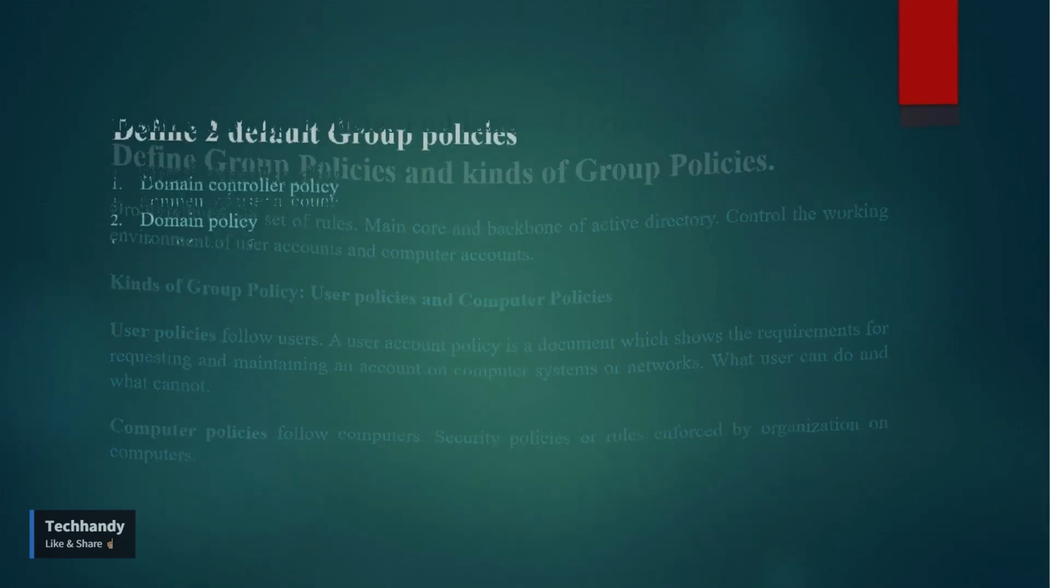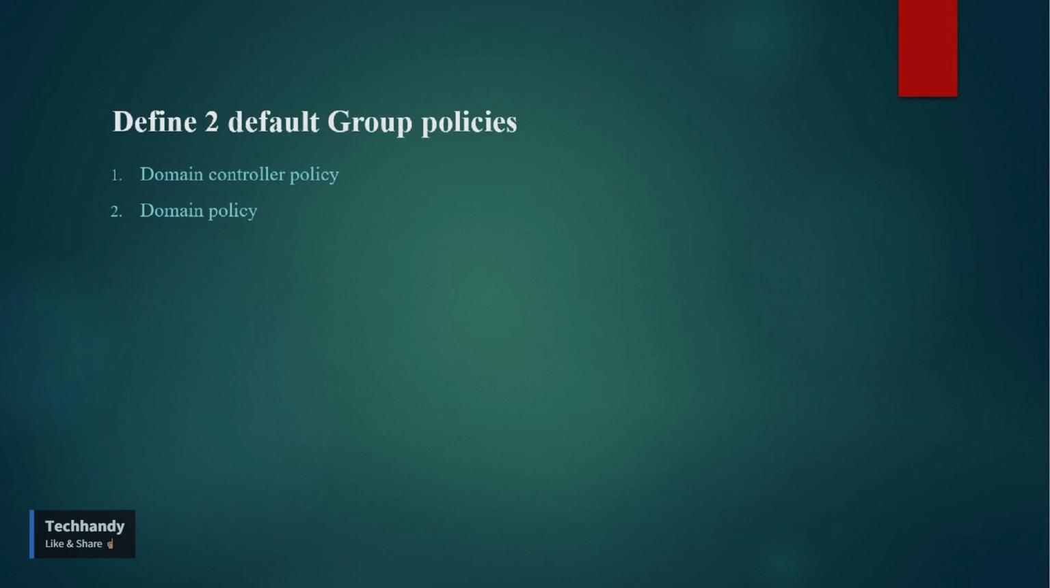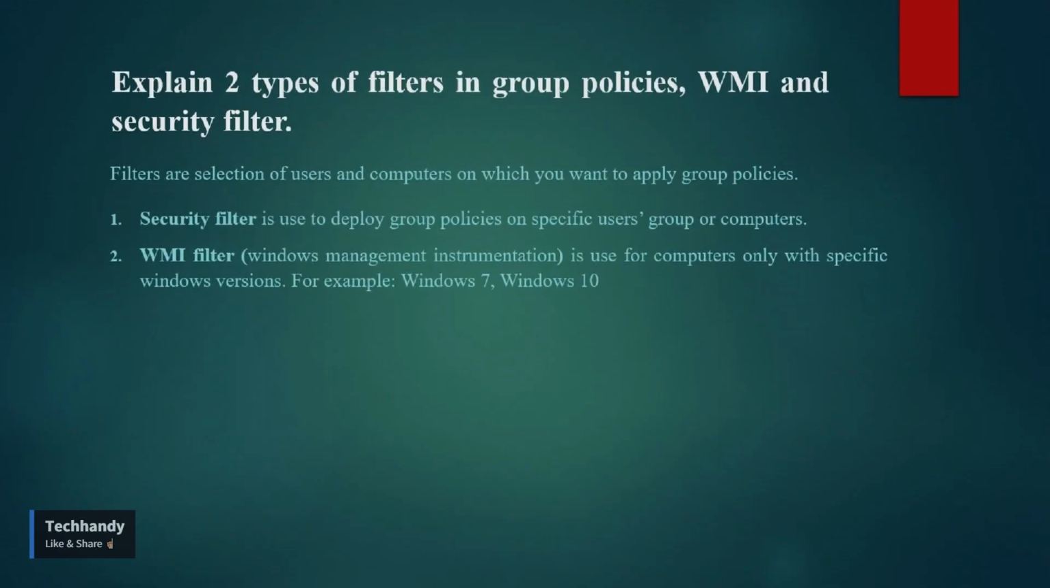Define two default policies of group policies. Domain controller policy. Domain policy. Explain two types of filters in group policies, WMI and security filter. Filters are a selection of users and computers on which you want to apply group policies. Security filter is used to deploy group policies on specific user groups or computers. WMI filter, Windows Management Instrumentation, is used for computers only with specific Windows versions.